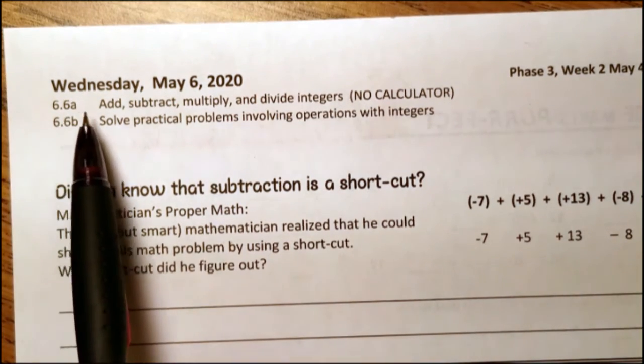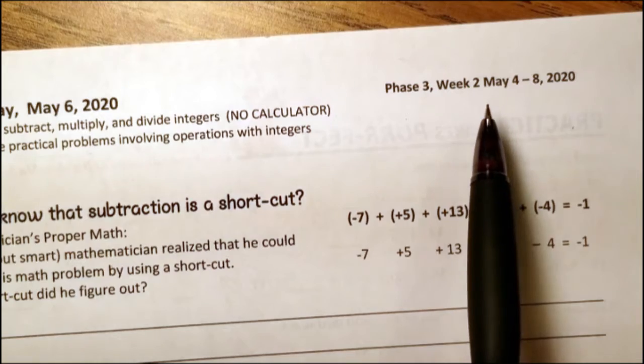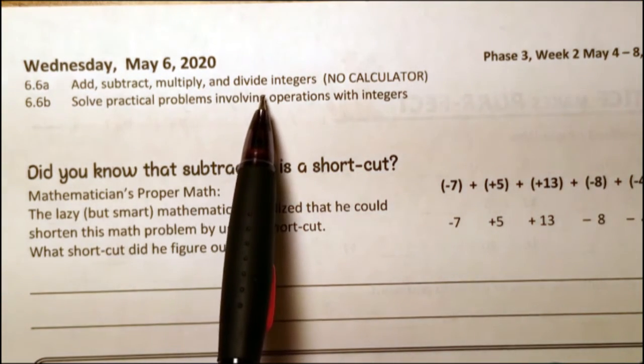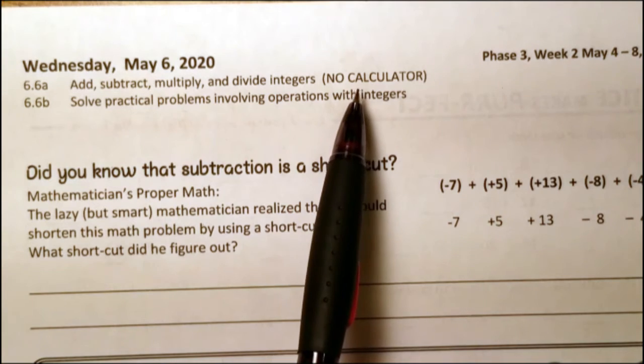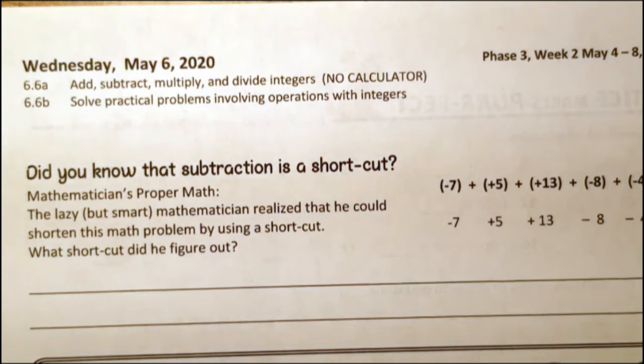Okay, so today we're doing Wednesday, May 6th. It's part of Phase 3, Week 2. We're covering 6.6a, add, subtract, multiply, and divide integers with no calculators. But every time we use a practical problem, that's a word problem, then we can use a calculator.